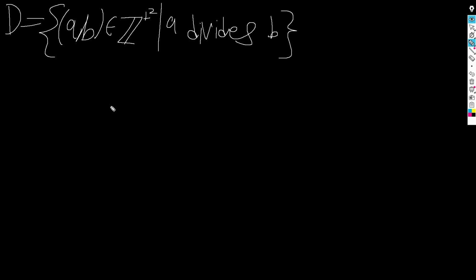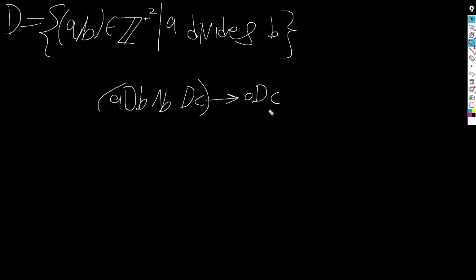Let's see. It's pretty easy to show that D is reflexive, because any positive integer A divides A, because A over A is 1. Is D transitive? Let's see. D is transitive if and only if, whenever (A, B) is in this set, A is D related to B, and B is D related to C, then A is D related to C.